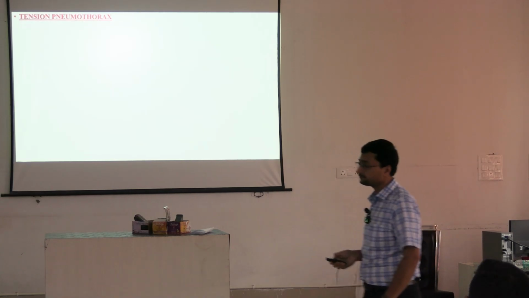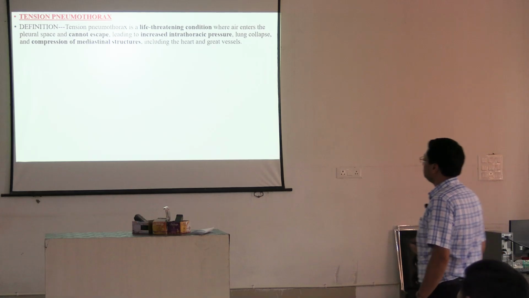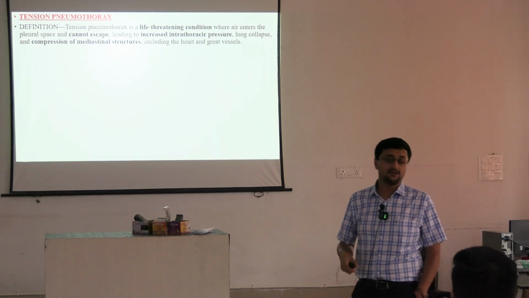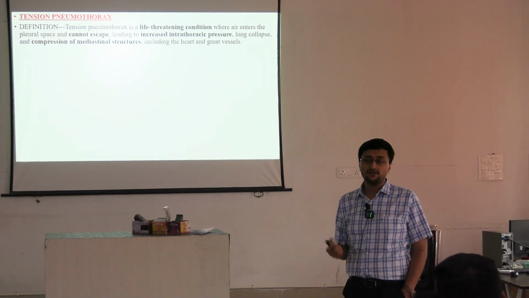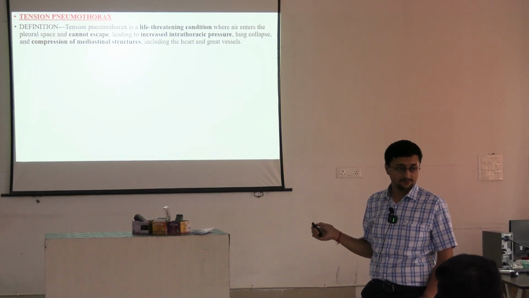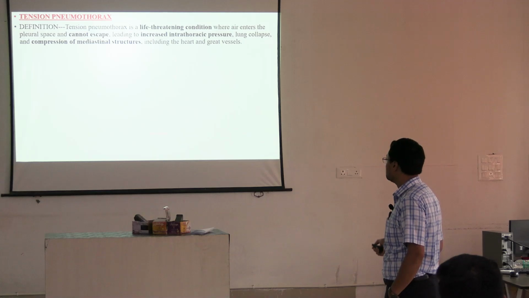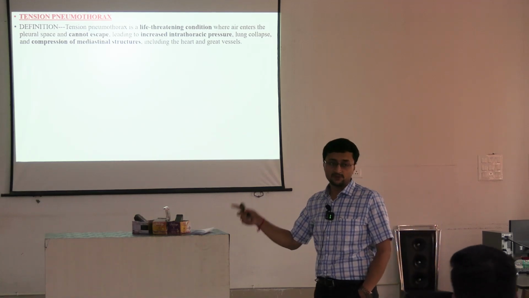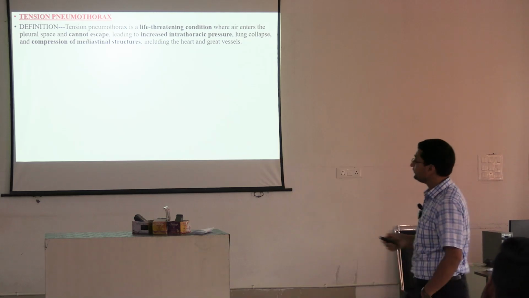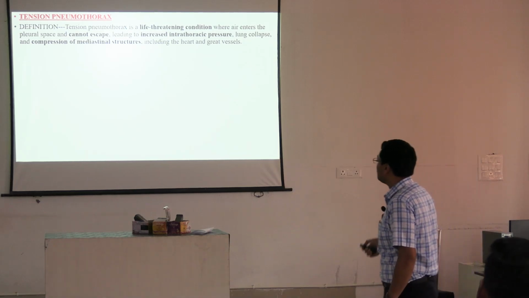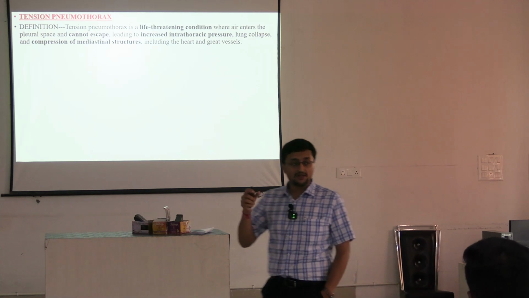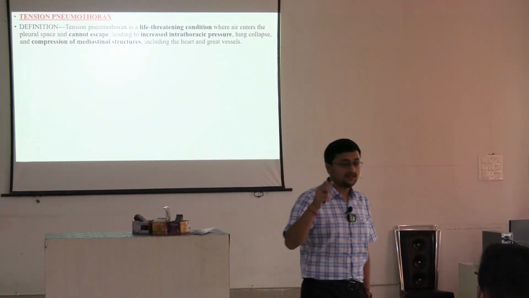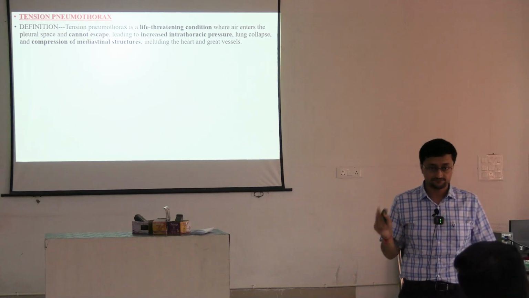So next one is tension pneumothorax. If your external asks about the definition of tension pneumothorax, this is the ideal definition. It is a life threatening condition where air enters into the pleural space but cannot escape. So the lung collapses with compression of the mediastinal structures. Air enters inside the pleural space during inspiration and cannot escape during expiration.